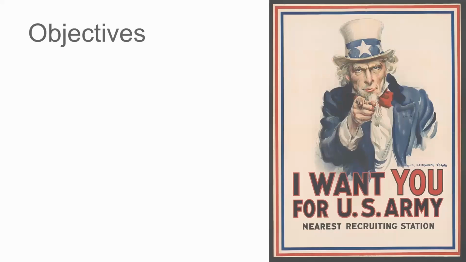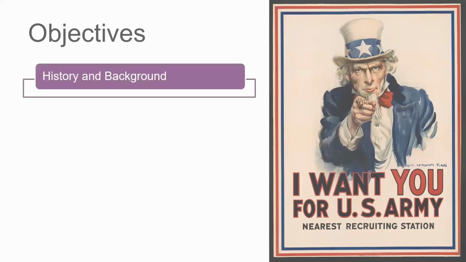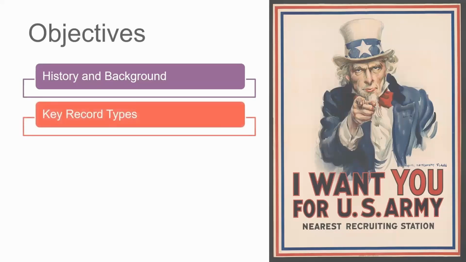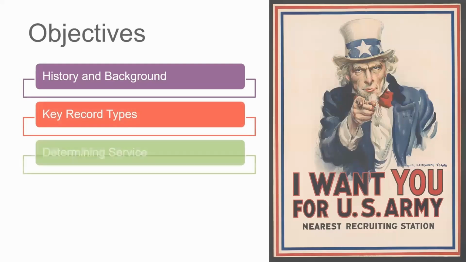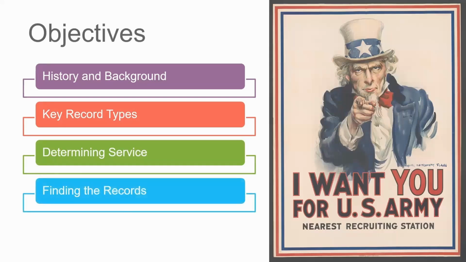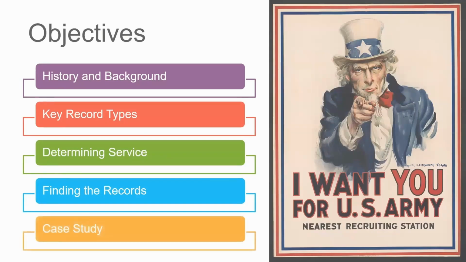So my objectives for this class are: we're going to start talking about some of the history and background of military records. Then we'll talk about key record types for this time period. Next, we'll discuss how you can figure out if your ancestors actually served in the military based on other records. Then I'll briefly touch on how you can find these records, and then we'll go through a case study to sum up everything that we learned.